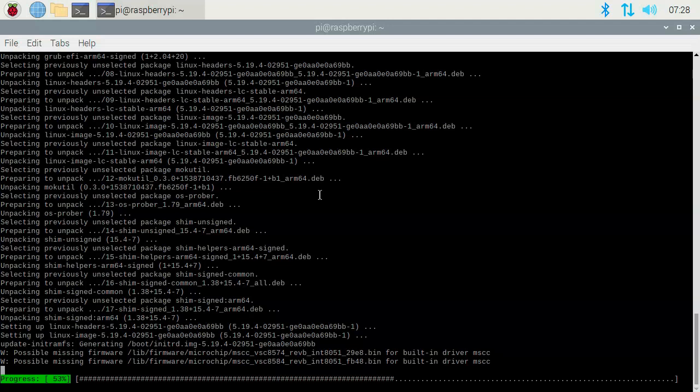Currently, most of our boards are faster than the Raspberry Pi 3 Model B Plus, but slower than the Raspberry Pi 4, with the exception of the Renegade Elite ROC-RK3399-PC board, which is the fastest.